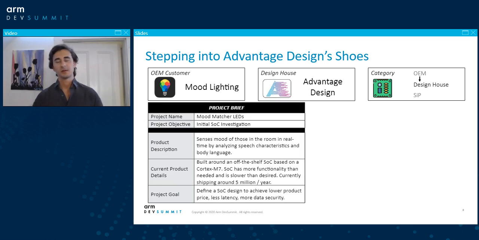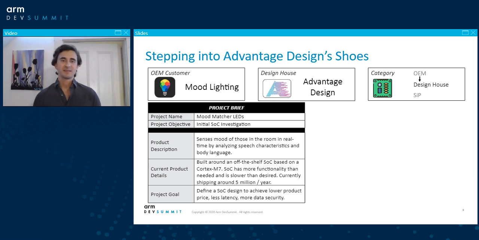So the OEM customer, Mood Lighting, hands Advantage Design this project brief, and it outlines that they would like them to work on the Mood Matcher LED project and do an initial SoC investigation. This product itself, the Mood Matcher LEDs, senses the mood of the people in the room by detecting their speech characteristics and body language, analyzing them, and matching the lighting in the room based off of the mood of the people in it.